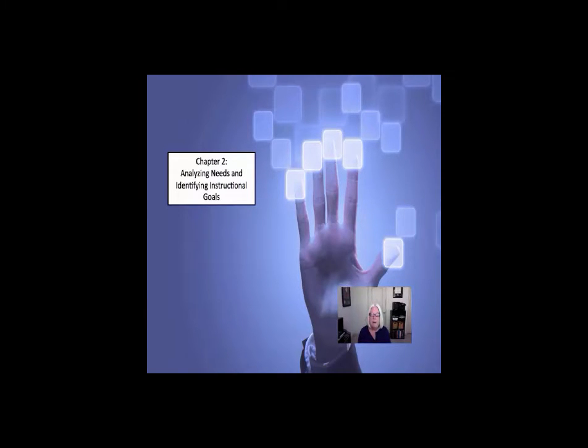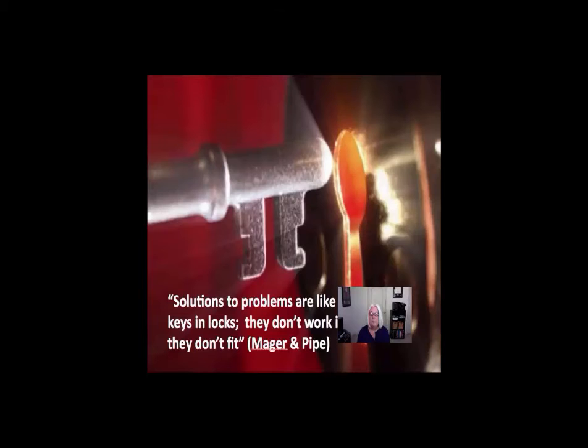After studying about this phase of the process, you'll be able to define the problem for your learning project and develop your instructional goals. So I thought this was a great quote that started off this chapter: solutions to problems are like keys and locks. They don't work if they don't fit.